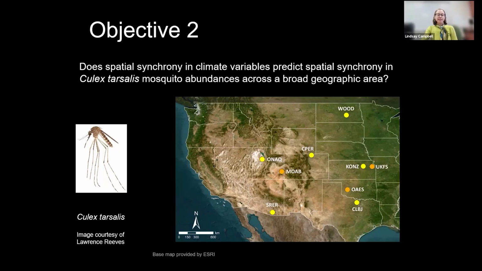And then the second objective was to see whether, if there was spatial synchrony in Culex tarsalis mosquitoes, there were any environmental variables that could predict that spatial synchrony. This synchrony can occur over multiple time scales. It could be seasonal, which you might expect, although it could be over longer time scales. So this is a nice way to examine the population dynamics across not just local spatial scales, but across multiple time scales.